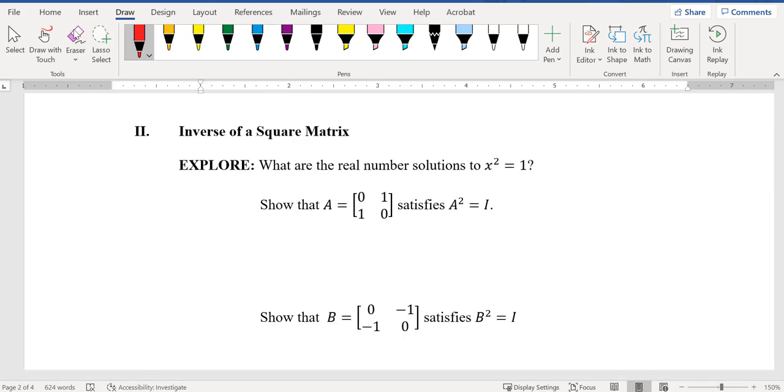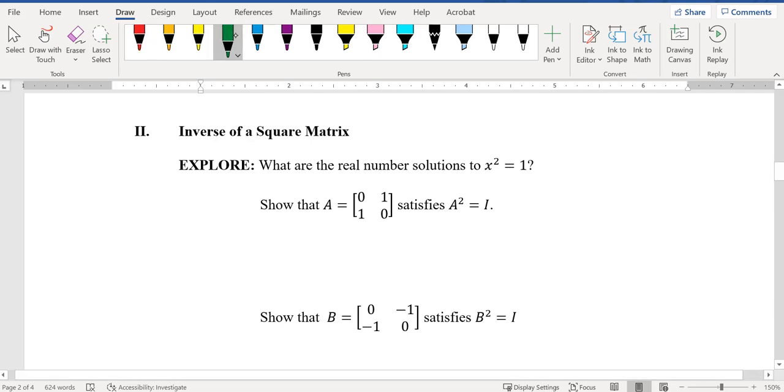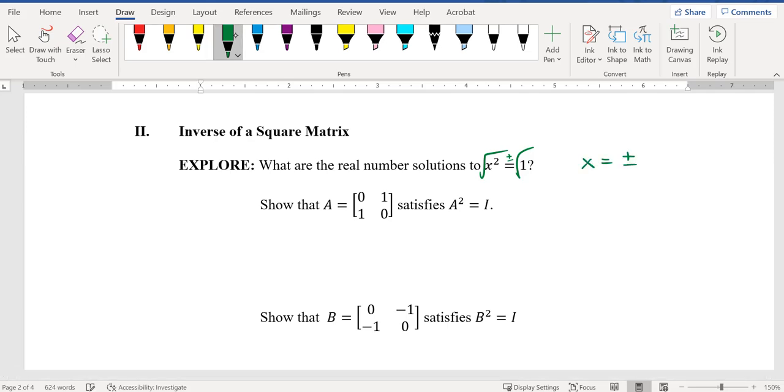Now let's look at the inverse of a square matrix. First, let's explore what the real number solutions are to x squared equals 1. When you're dealing with real numbers and you take the square root of both sides, remember you have to put a plus or minus out front. So the solution would be x equals plus or minus 1.